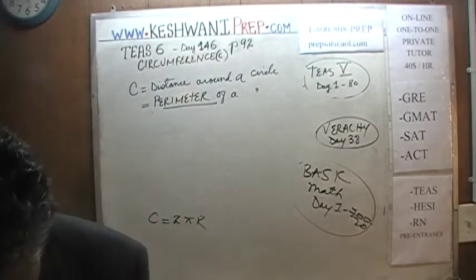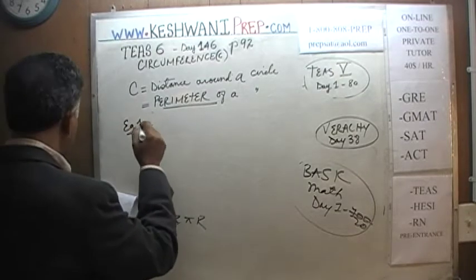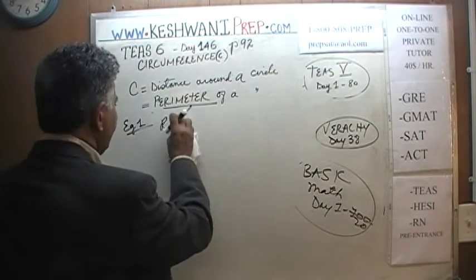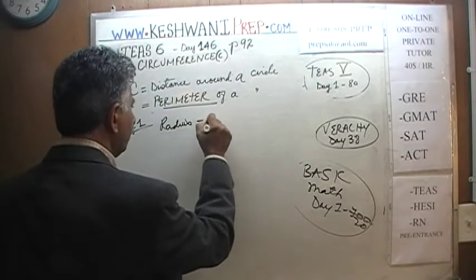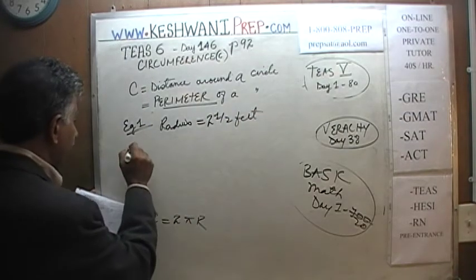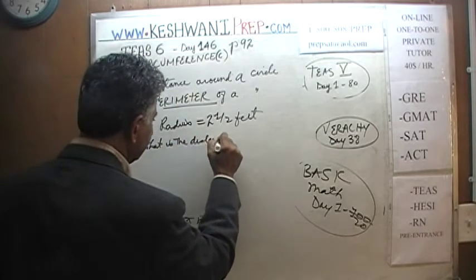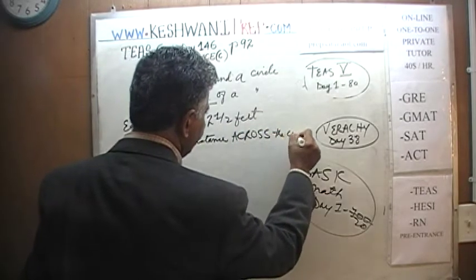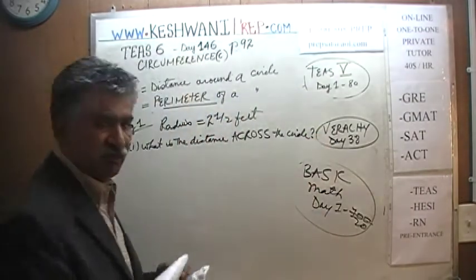So we are given a circle, this is example one, and we are told that the radius of the circle is equal to 2.5 feet. And the first question is, what is the distance across the circle? That's the question. What does it mean, this distance across the circle?